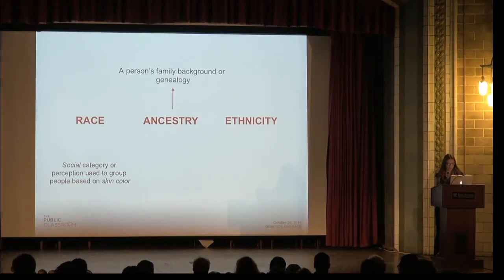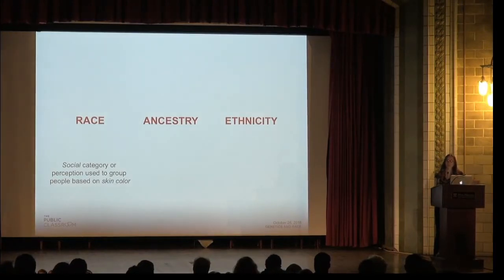So first, I have defined race. Race I have defined as a social category or perception used to define people based on skin color. And I'd like to draw attention to 2 things within this definition. One, that it's a social categorization, meaning that it may carry with it stigmatizations and stereotypes. And 2, that it's based on skin color, which is used as a perceived superficial trait to reflect more innate biological differences that actually do not exist.